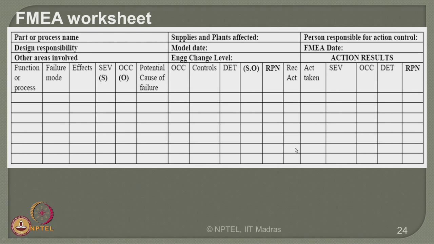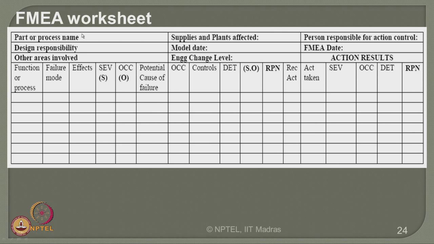Once the recommended action is there, after you take actions, please list what actions you have taken. After you have taken these actions, what are the severity, occurrence and detection which have changed from the original severity, occurrence and detection? Therefore, what is the new risk priority number? So the sheet gives me a comprehensive comparison of the risk before the design, the risk after the recommendation, and if the actions are all completely performed, what would be the changes in the risk priority number for various components. So this is a comprehensive worksheet of an FMEA study which can be done.